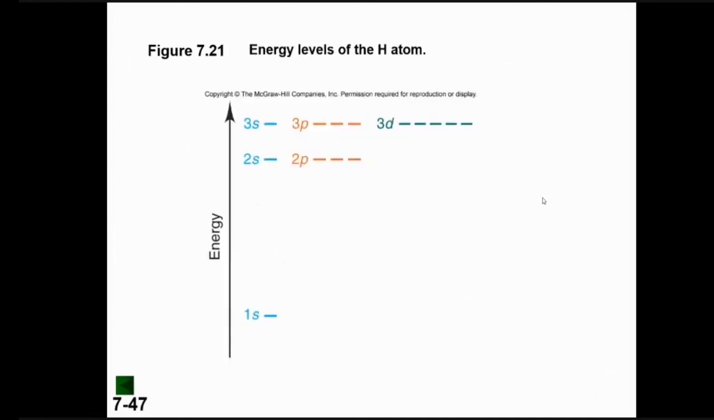And this is how we show some of the energy levels. We put 1s. The line represents the number of orbitals we have. We can tie it back to the diagram we saw before. S only has 1 orbital, no matter what number is in front of it.